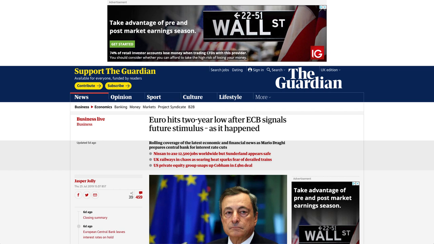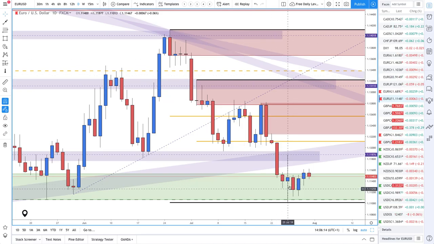So the euro hit a 2-year low after the ECB signaled future stimulus. This was where the potential announcement was supposed to be made on the 25th of July. I mean, the market didn't expect it to happen on that day, but they were waiting for Mario Draghi to signal stimulus. It was a rumor here, right? And then they were waiting for confirmation of that.